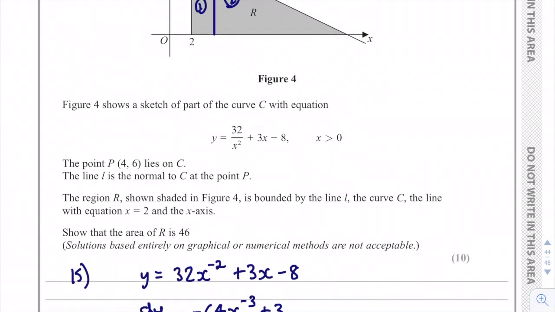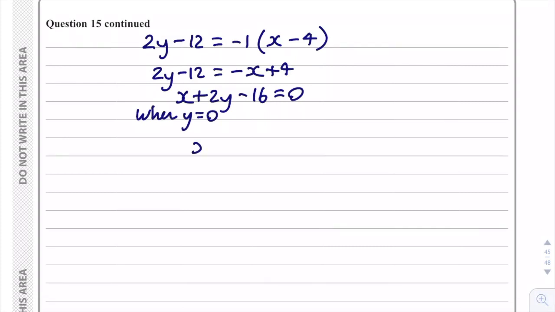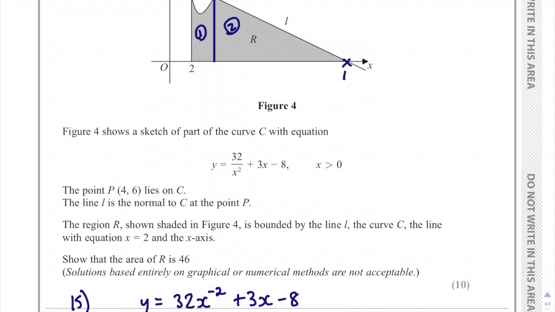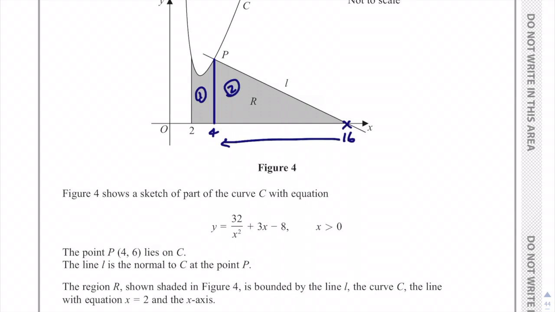So what I need to work out is the value of x when the line L crosses the x-axis. Well, that's going to be when y is equal to 0. So when y is equal to 0, I'll get x minus 16 equals 0, so that just comes to x equals 16. Now I've got my value of x, I can work out what the area of the second region is. Because this is x equals 4, this distance along here is going to be 16 minus 4, which is 12. And of course, point P is 6 units parallel to the y-axis, so this is 6 units high.